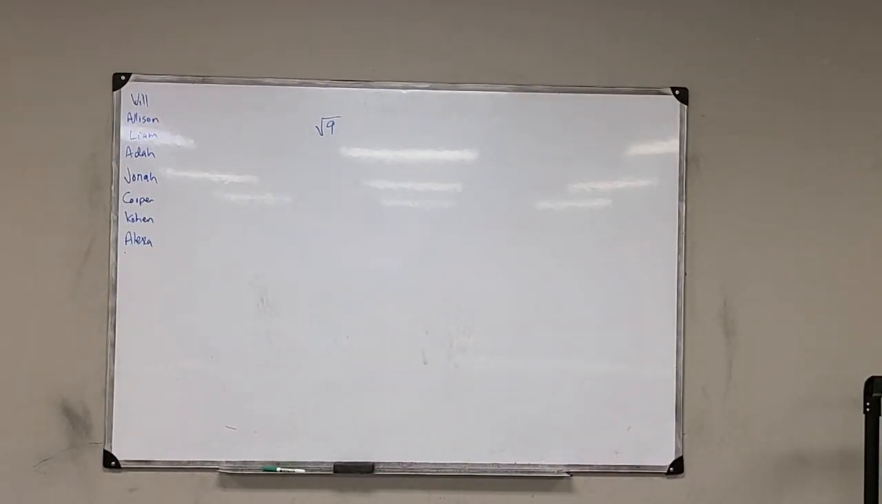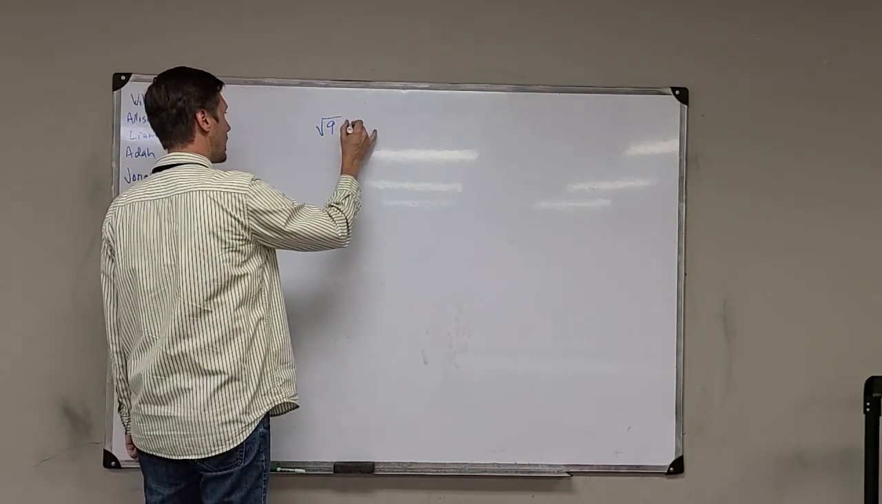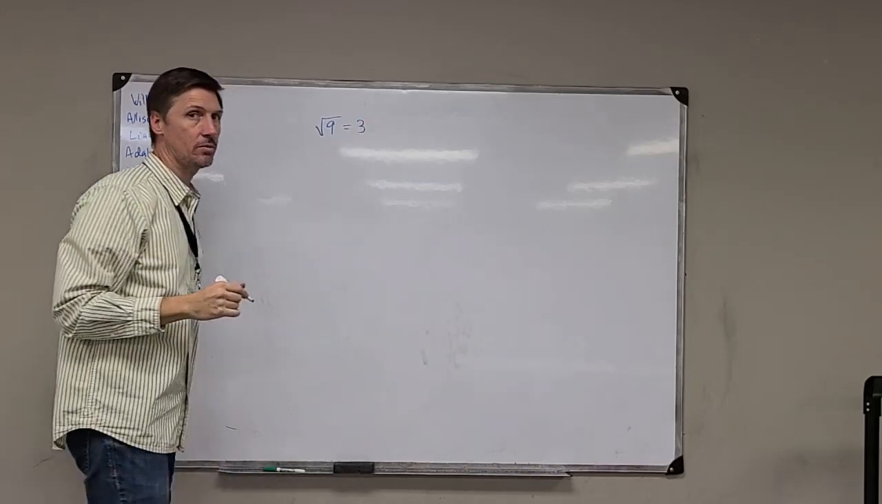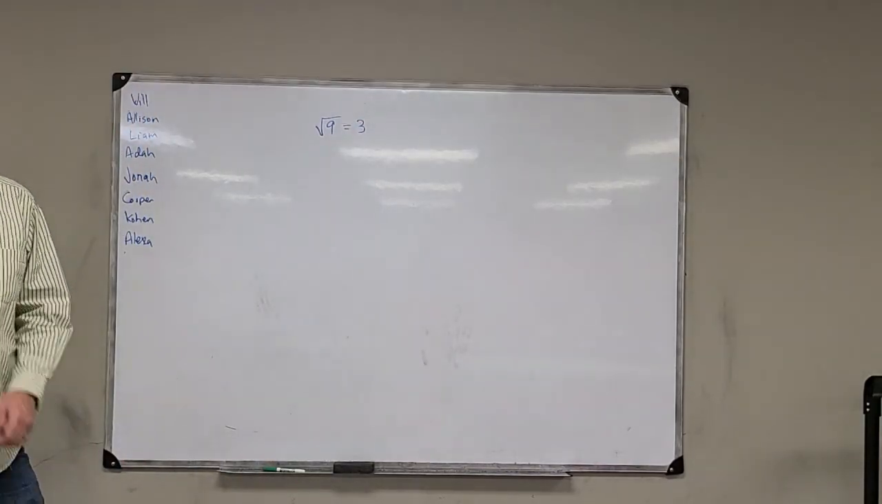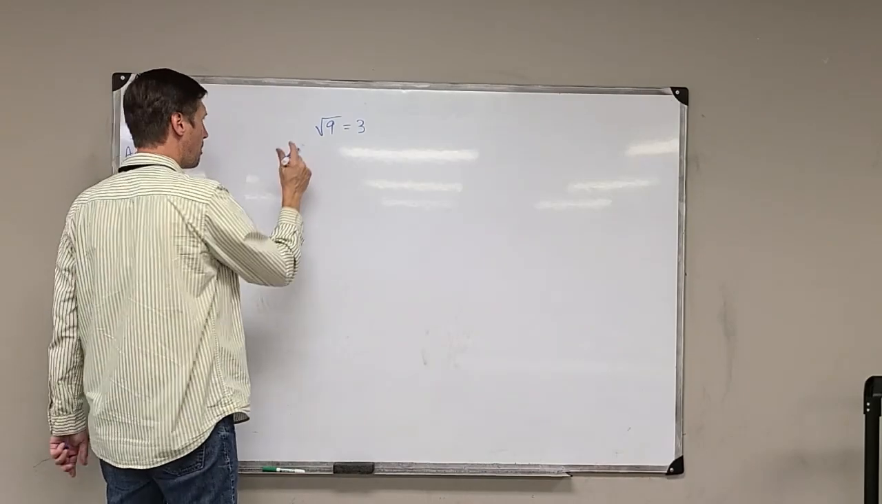Kirsten, you want to tell me what the square root of 9 is? Do you know what that is? Madeline, do you know? It'd be 3. Will, do you know? So Will's right. It would be 3 because this is like the reverse of what we just did with the powers, right?